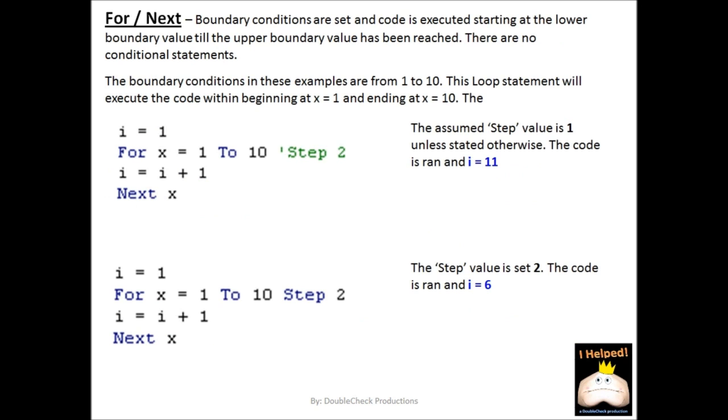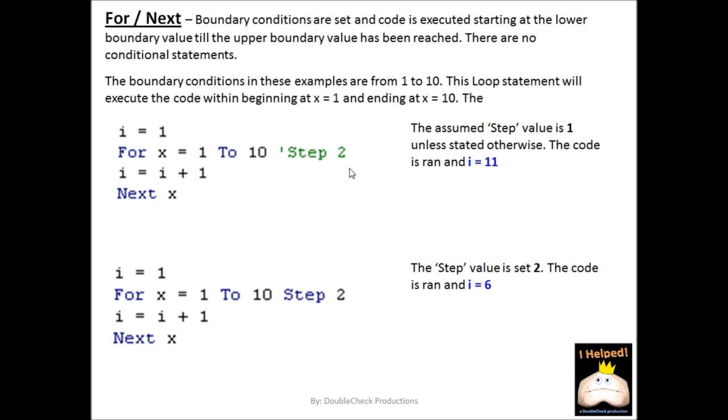Okay, so that brings us into our for next loop. This is where we have boundary conditions set. We start off with boundary conditions: we have a lower limit and an upper limit for our boundaries. There are no conditional statements, it's just going to run between those boundary conditions that we set. So for instance, if we have a boundary condition of 1 to 10, then our loop statements will execute the code beginning at 1 and ending at 10.